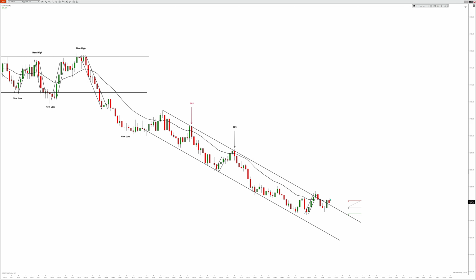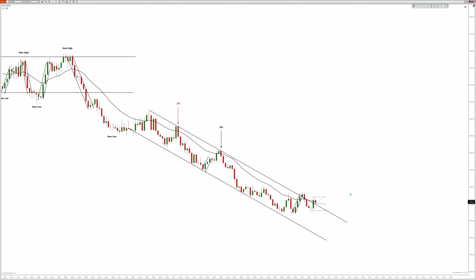But if this bar closes nice and bearish, you can see a nice rejection off of the EMA. I can consider a second entry short here. Hopefully this closes well.